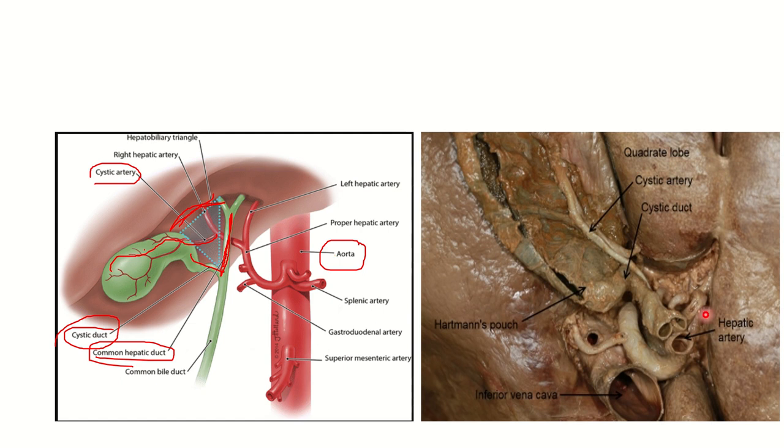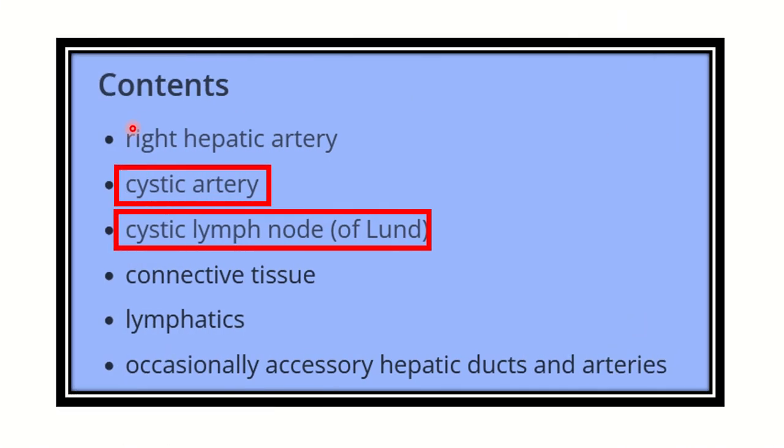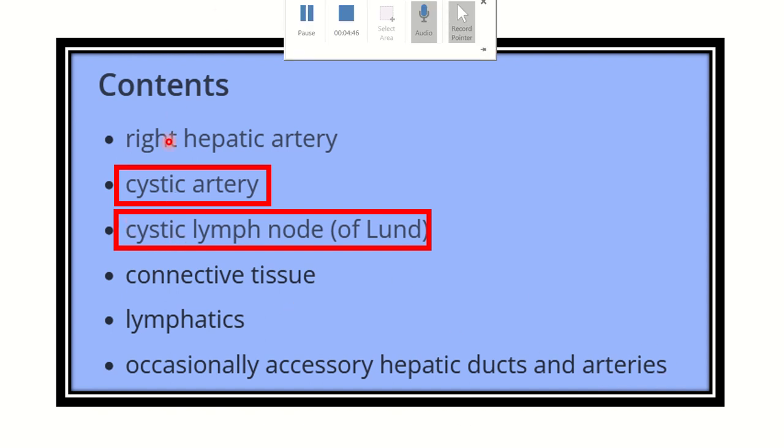In the second picture also, here we can see the different structures. First of all, here this is the cystic artery, cystic duct, and some other structures here. So this is the content. Here we can see most important content is cystic artery. Another one is the cystic lymph node, and other structures such as the right hepatic artery, connective tissue, lymphatics, and sometimes the accessory hepatic ducts and arteries. So first content is the cystic artery.